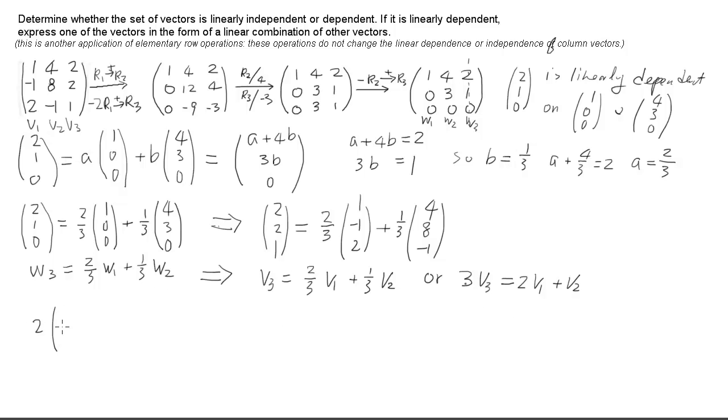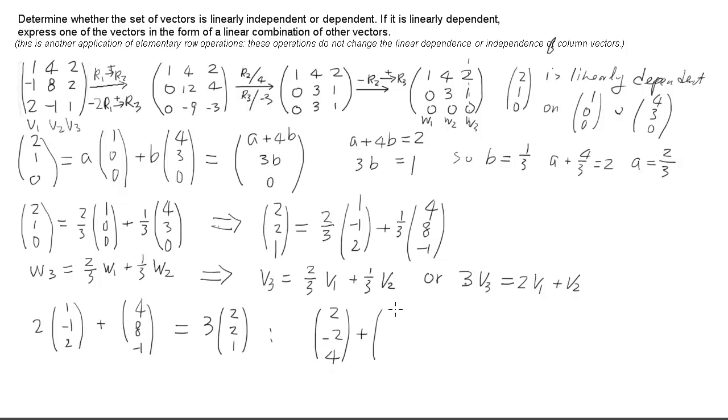Let's try to see if this is the relation we have. Twice of 1, -1, and 2, plus the one vector over here, this should be equal to 3 times the last vector, 2, 2, 1. Okay, and we can easily verify this is correct because this is 2, -2, and this is 4. And over here we add 4 and 8 and -1, and this is equal to the right hand side. We have 6 and 6 and 3.